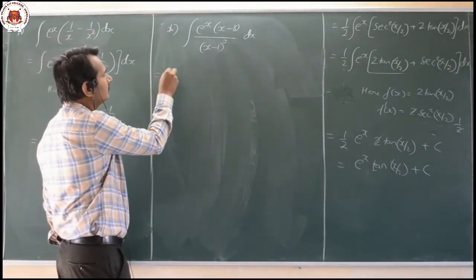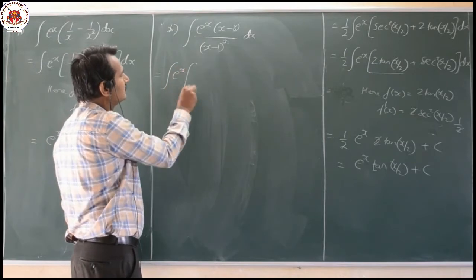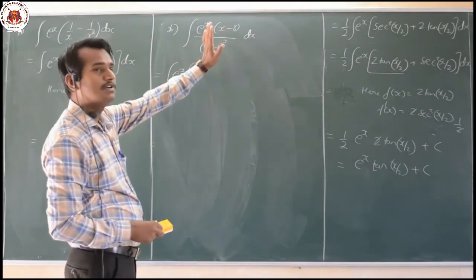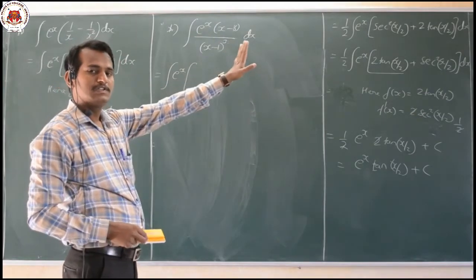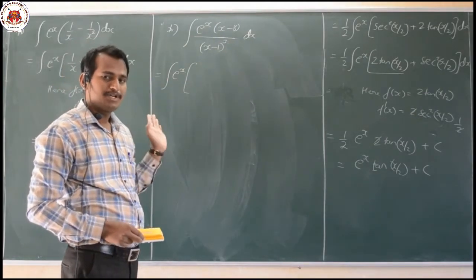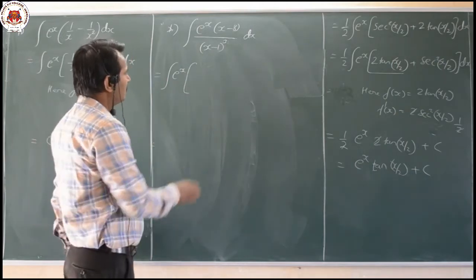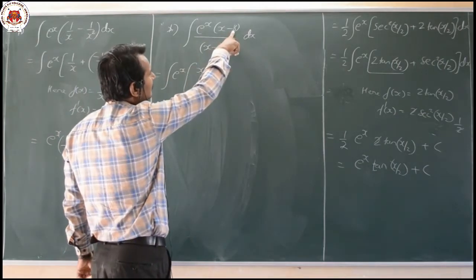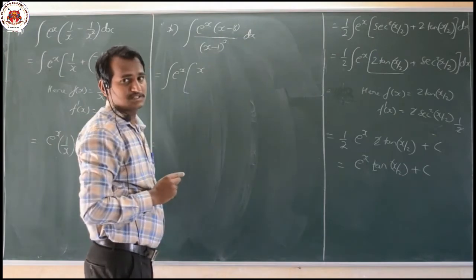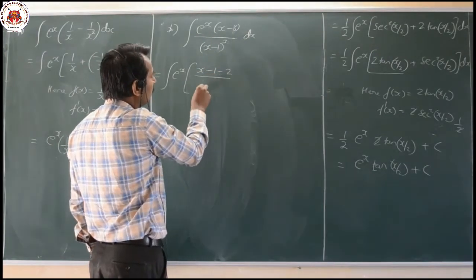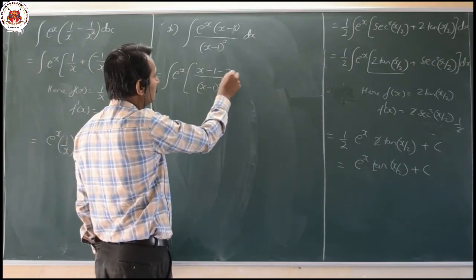Whenever the given question is multiplied by e raised to x into a function, we always make use of the property that we discussed. Now here we have x minus 3 with denominator x minus 1 whole cube. Therefore, the numerator I can write as x minus 1 minus 2, whole divided by x minus 1 whole cube, into dx.